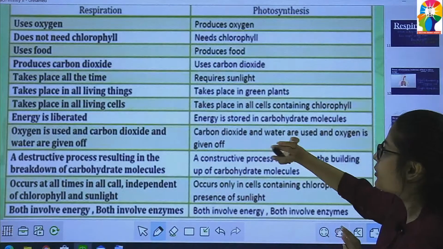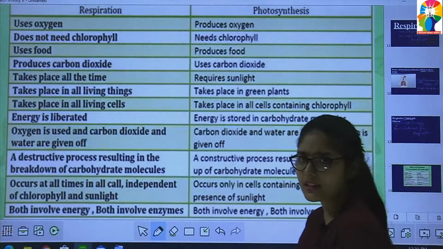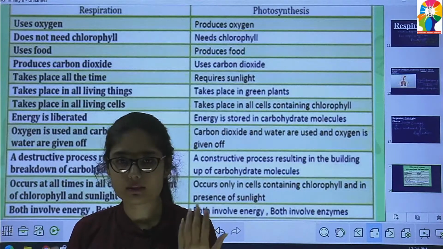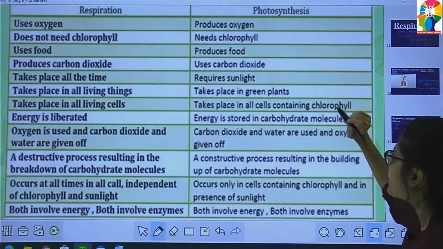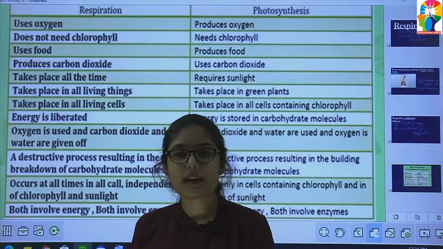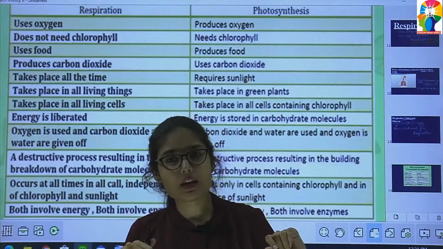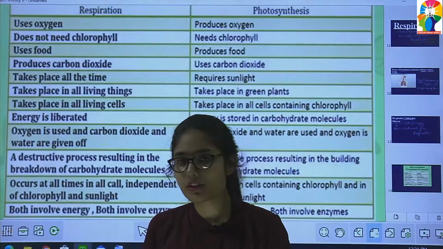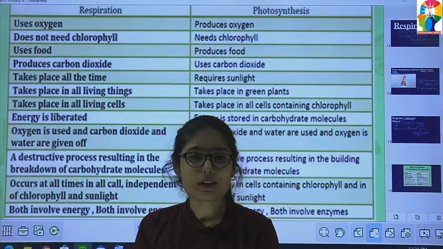Next, does respiration take place all the time? Yes, in the day and in the night, we all breathe. Respiration is a continuous process, right? But photosynthesis requires sunlight, without which a plant cannot produce its own food. So when does photosynthesis happen? Only in the day, in the night there is no photosynthesis. The reason is very simple, just use your common sense, because sunlight is not present in the night.